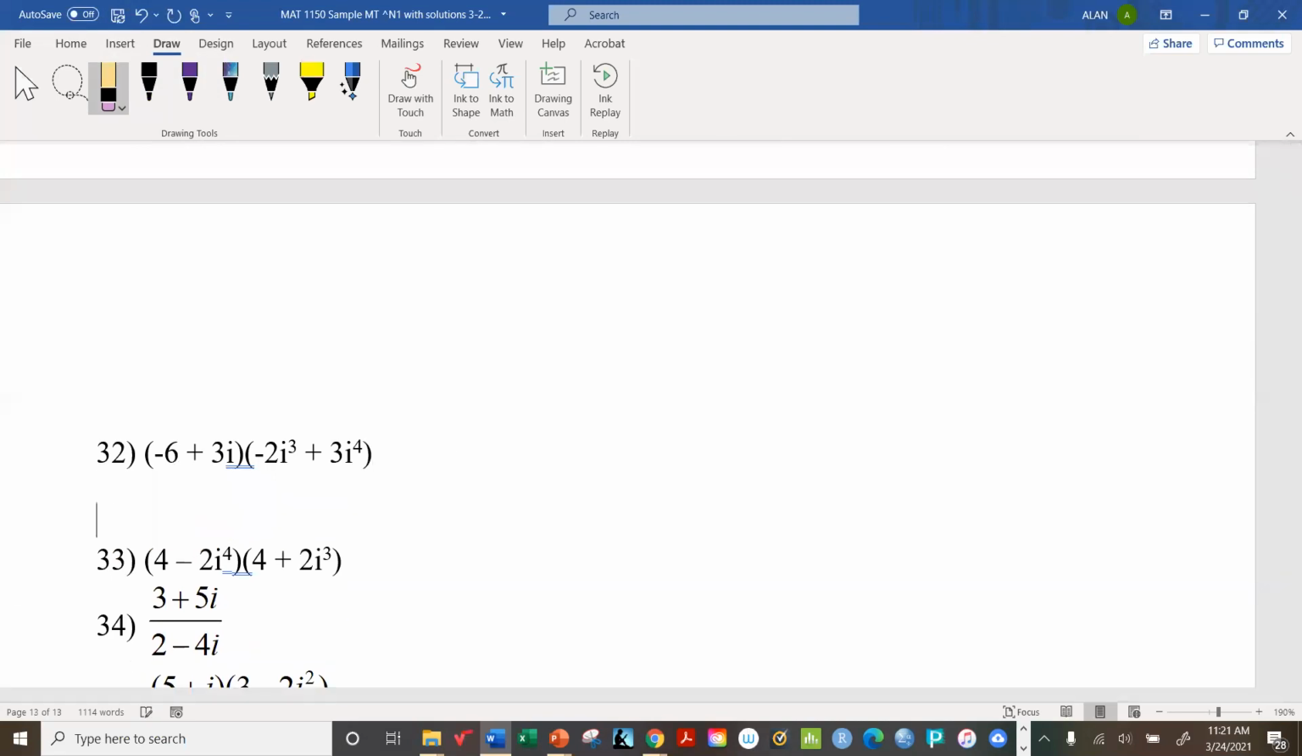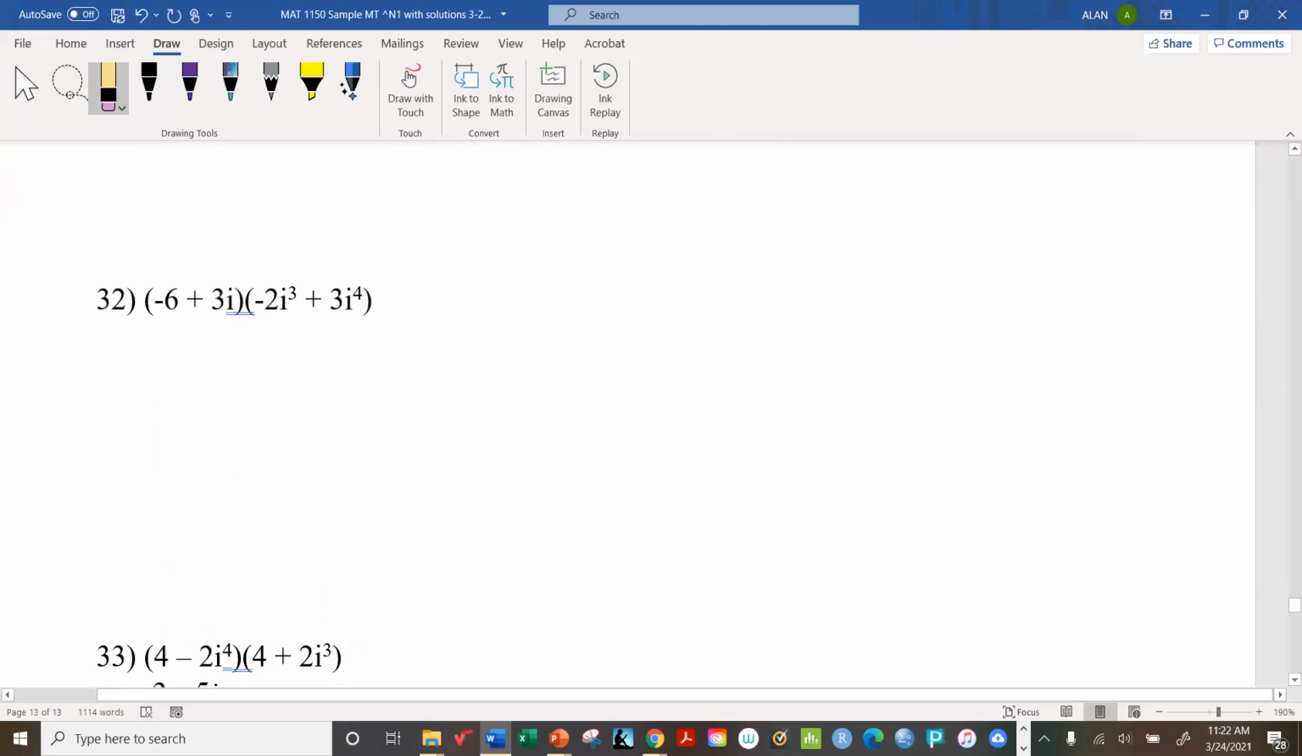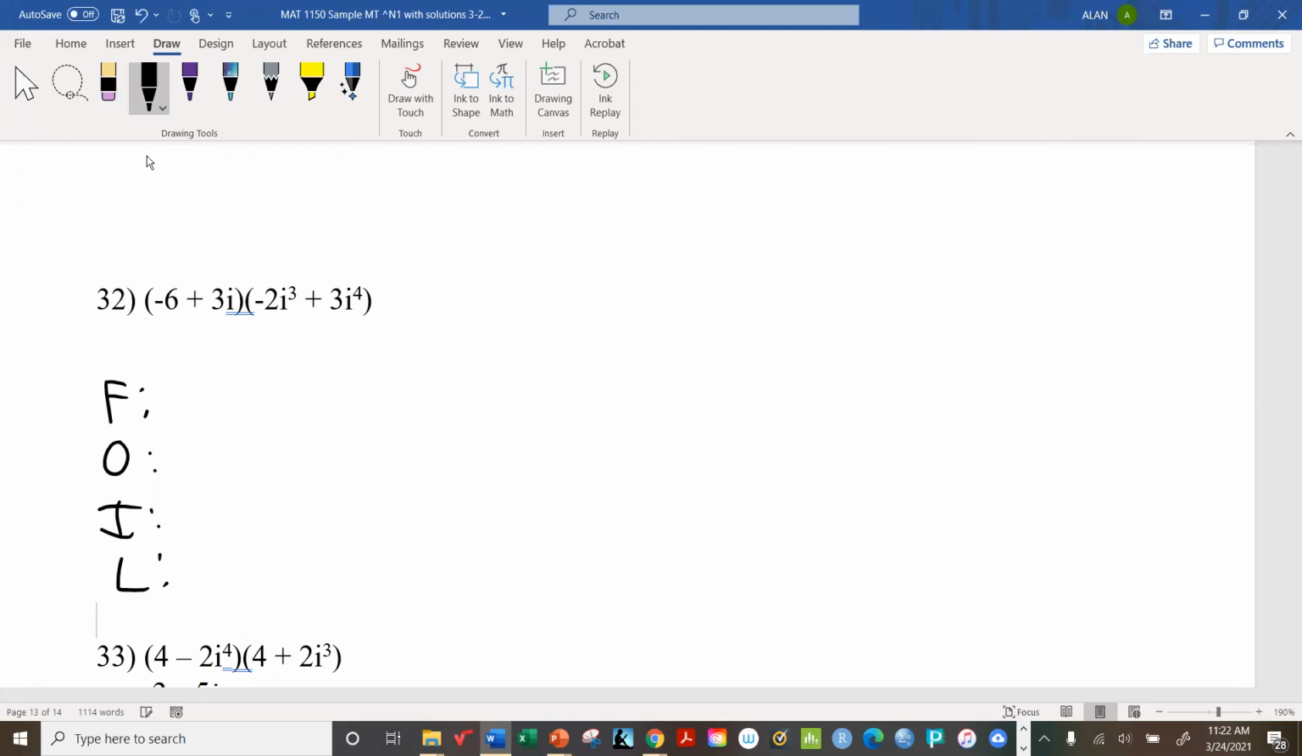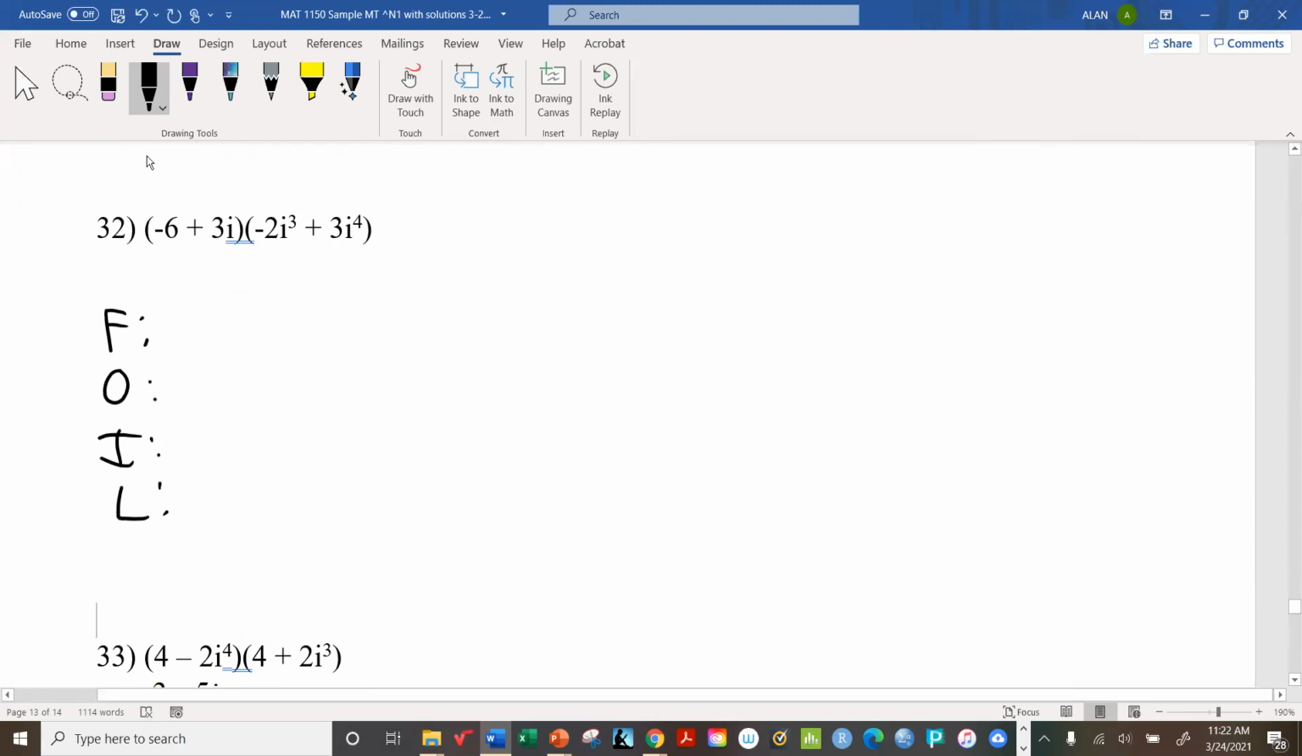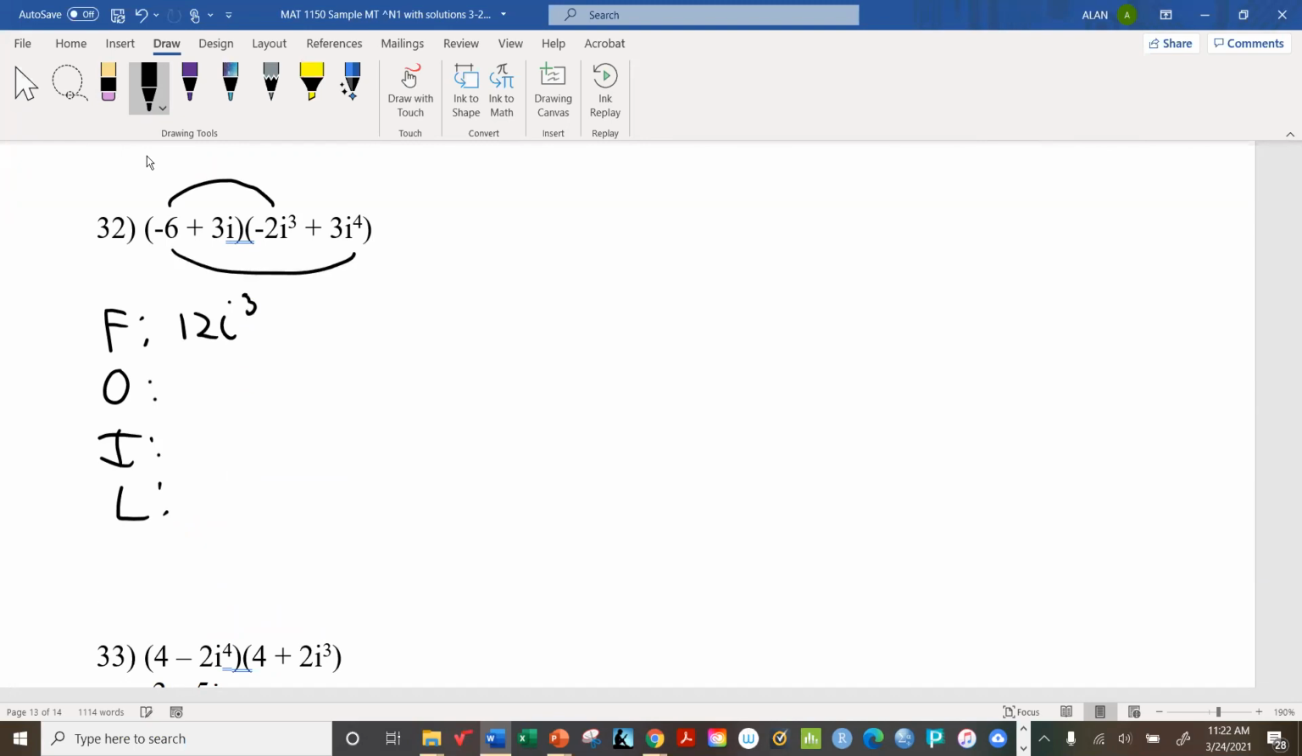Now, this one's looking really tough. There's a lot of higher order powers of i here. This one should be a bit of a challenge. So f is here: 12i cubed minus 18i to the fourth, minus 6i to the fourth. And last would be 9i to the fifth.